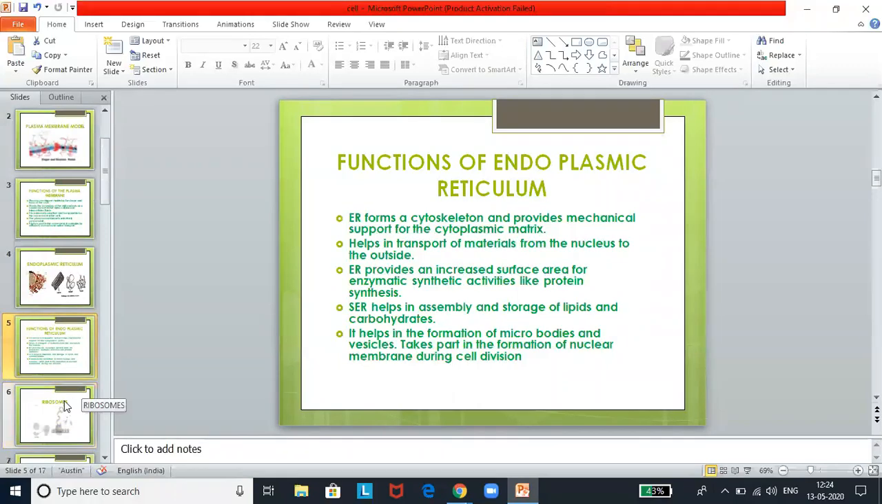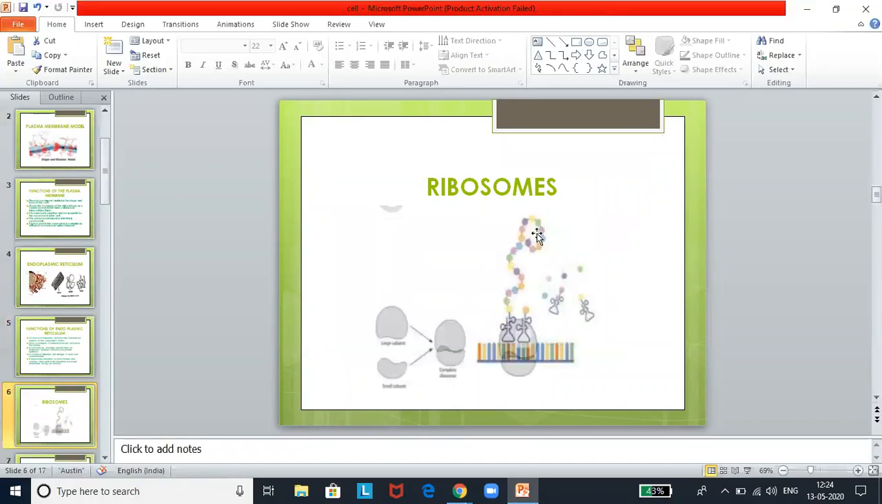Now the next one is the ribosomes. In the previous topic on prokaryotes, I talked about 70S ribosomes. Here in this one, you will be finding 80S ribosomes. Ribosomes in animals were first reported by Palade. They are small globular submicroscopic particles of ribonucleoprotein. Ribosomes are assembled in the nucleoli.